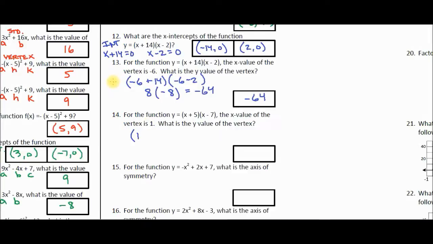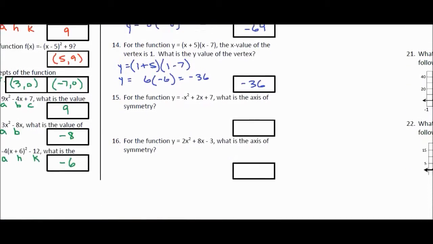Up here, you could put y equals as well. So if I'm going to do it mathematically correct, this is going to be y equals (1 plus 5) times (1 minus 7). So y is going to be equal to 6 times 1 minus 7, which is negative 6. And so y must equal negative 36. So that's how you find the y value if you are given the x value.